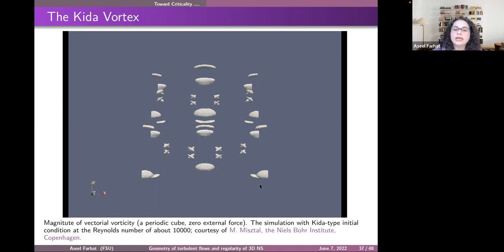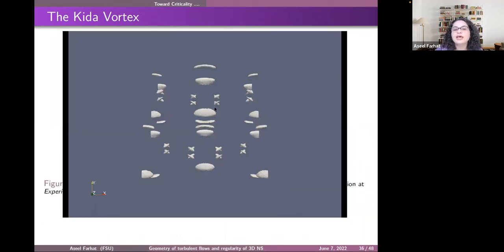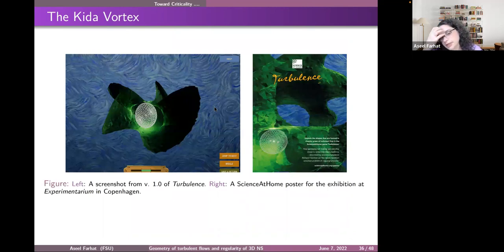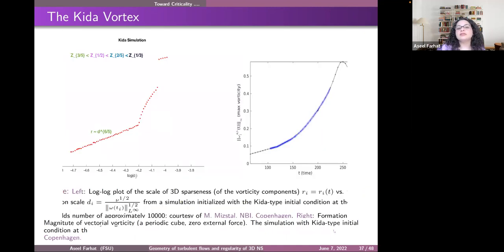Now, to get an approximate measure of the scale of the size of these structures, this is a game that was developed by some group in Copenhagen. These structures are the Kida structures that I just showed you in the movie, and the game players go through or go inside these structures, and we measure the radius of the smallest ball you can fit inside these structures as the people play the game. And from the data, this is what we got.